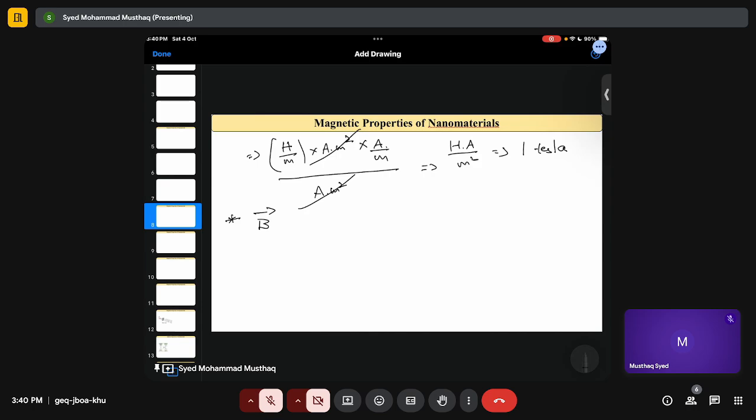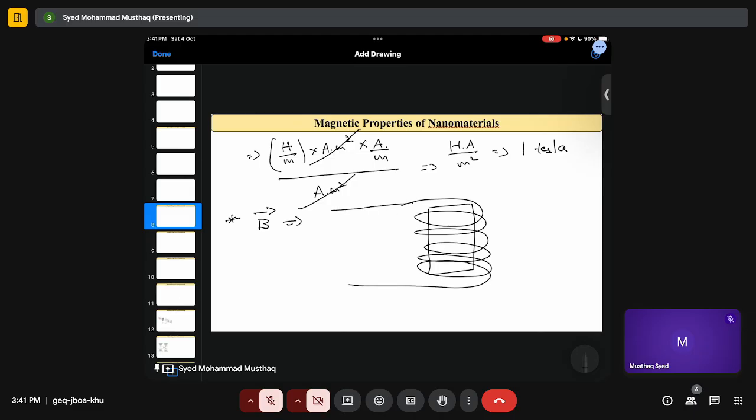Now again, when do you use B? If the space inside the coil wherever we are generating the magnetic field is filled with a material, just like in transformers. So you have your transformer core and then you have your windings. You apply some current, then you will have the magnetic fields going like this, right?